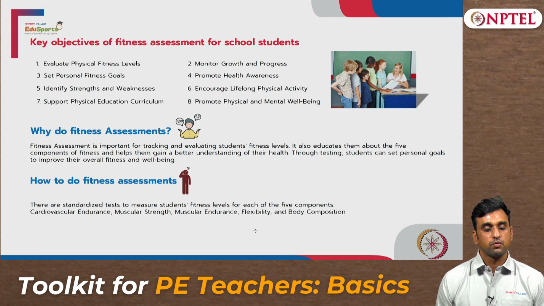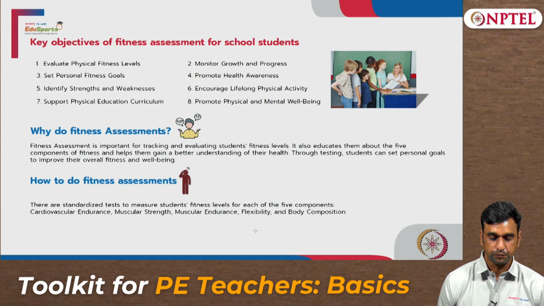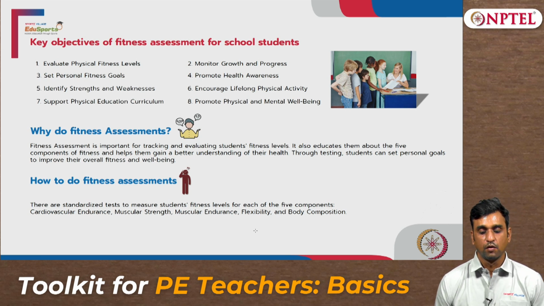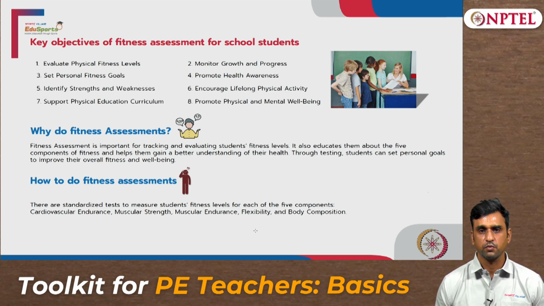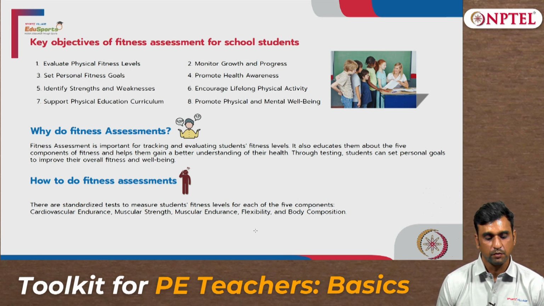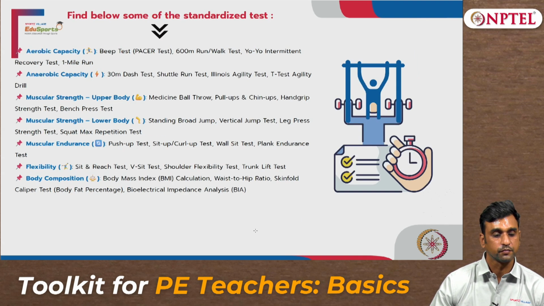Now we'll discuss how to do fitness assessments. So there are certain standardized tests to measure student fitness levels for each of these 5 components. Along with cardiovascular endurance, you also have your sprint capacity, which is measured by your 30-meter, 50-meter sprints. Then you have your muscular strength, muscular endurance, flexibility, and body composition.